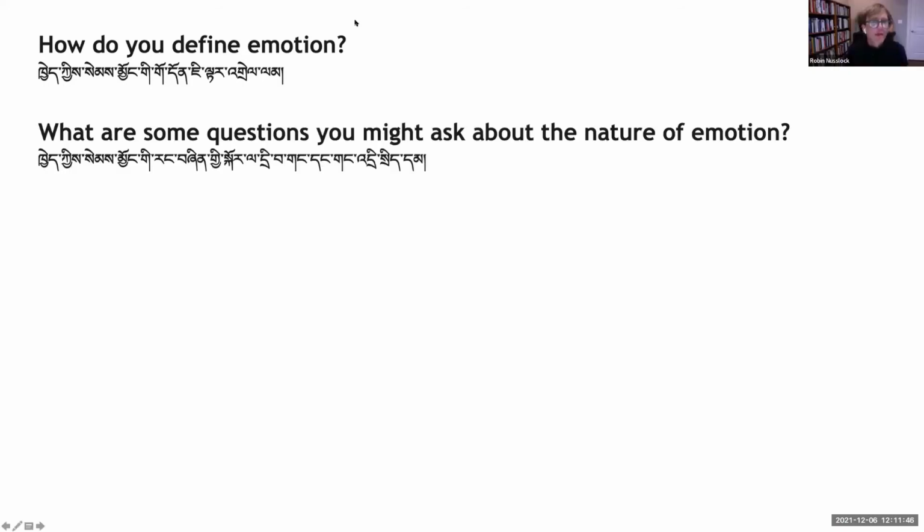Could group three answer the following question? What are some questions you might ask about the nature of emotion? Group two has only attempted the third question. I think we'll do it less formally. Any group can step up and give their answer to what are some questions you might ask about the nature of emotion. It's true that groups might not have gotten through all the questions. So does any group want to step up and answer this question?